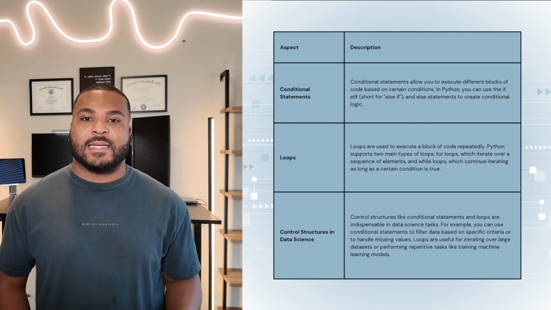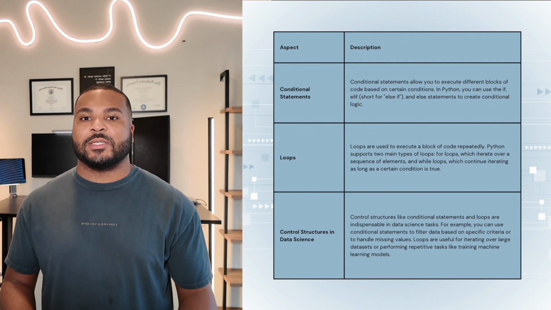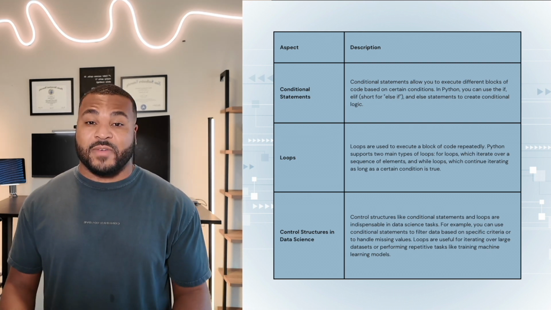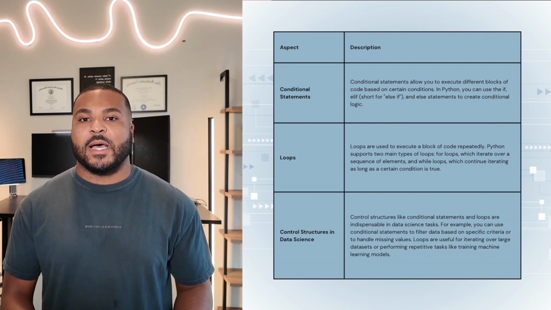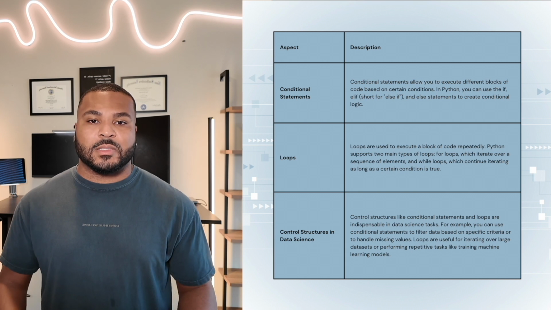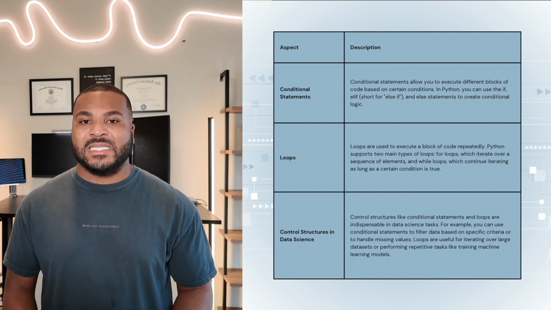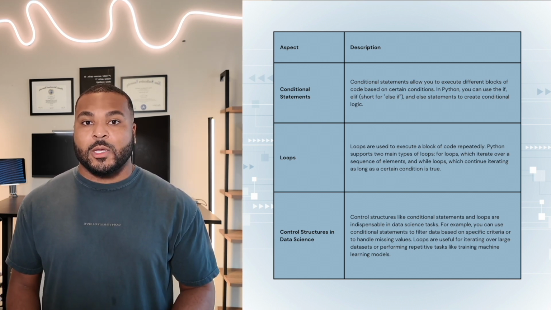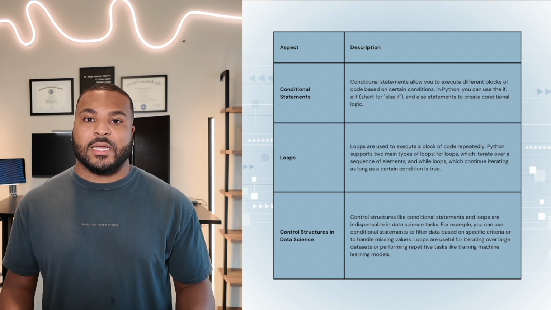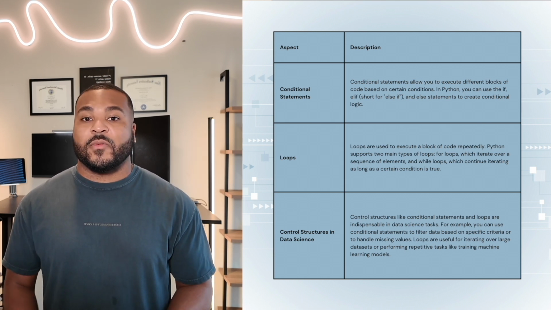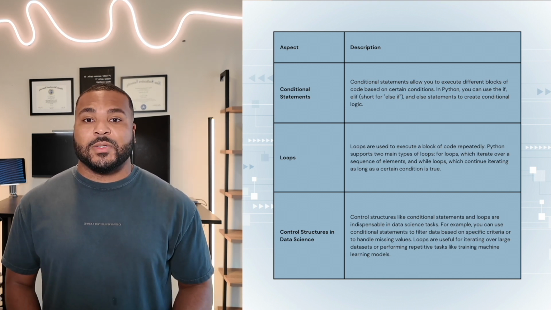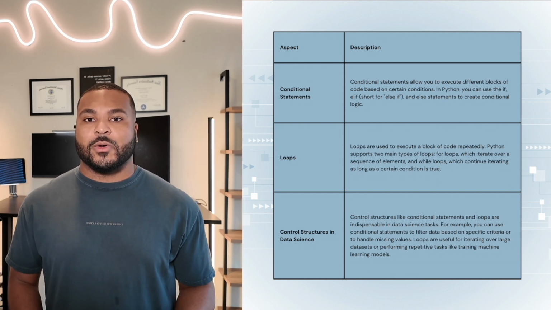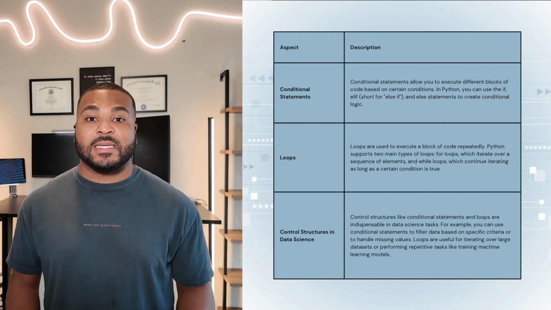In data science tasks, control structures like conditional statements and loops are invaluable. For instance, you might use conditional statements to filter out irrelevant data points based on specific criteria or to handle missing values in your data set. Loops come in handy when you need to iterate over large data sets, to perform calculations or pre-process the data before analysis. You might use a for loop to iterate over each row in a data set and calculate summary statistics.